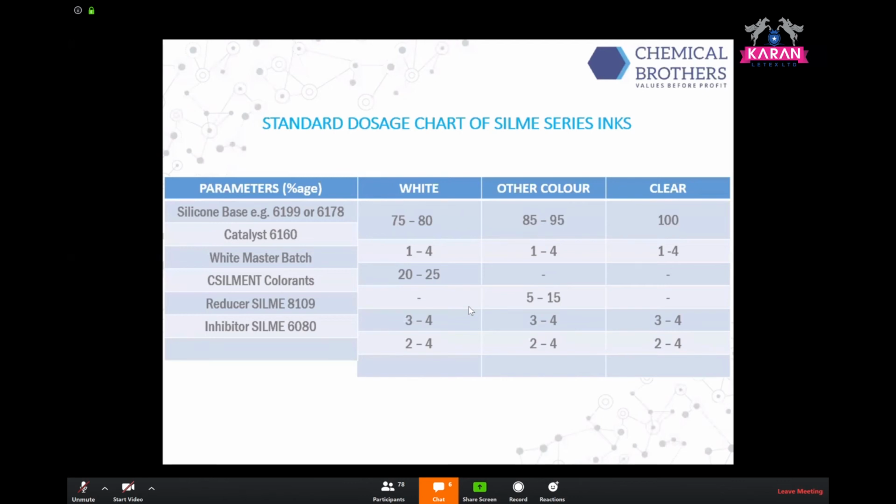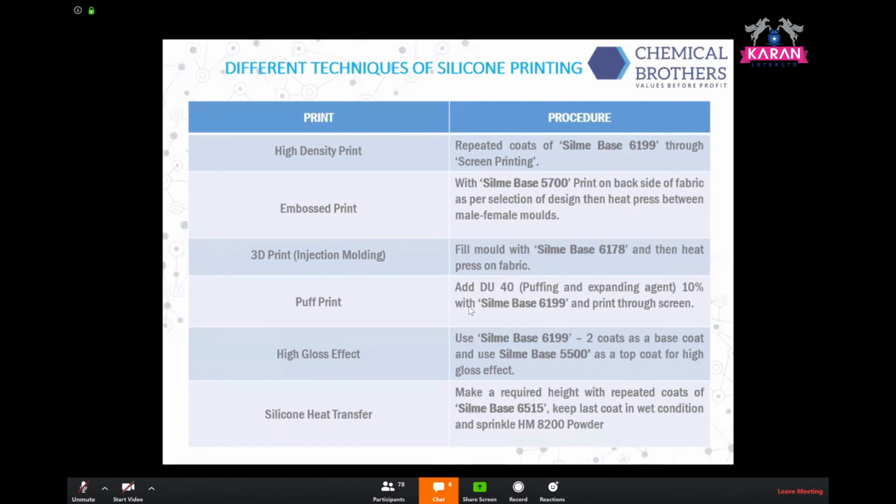Further, we have different types of silicone printing techniques, because with silicone inks we can produce many prints. Here we have each print with its simple procedure in brief. If we have to make a high density print, a very normal print in industry, that is a normal Silme base 6199 with its recipe of ancillary products. Then we make repeated coats through screen printing till we achieve the required height.